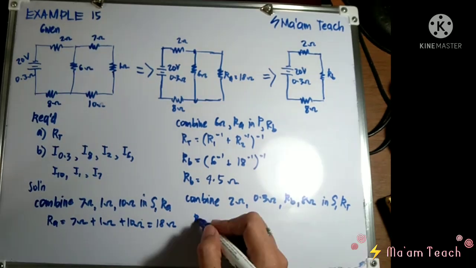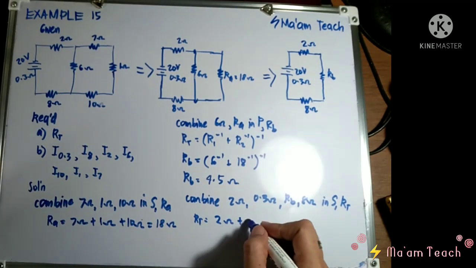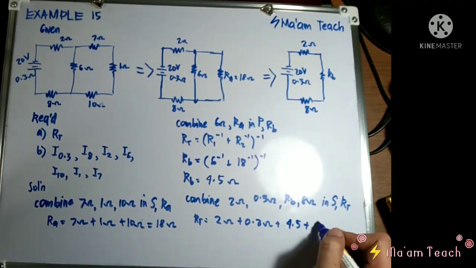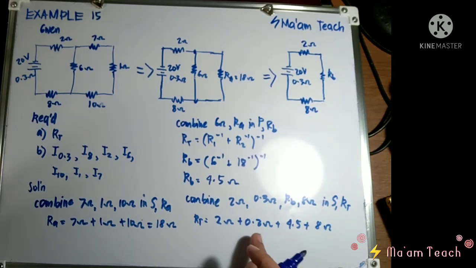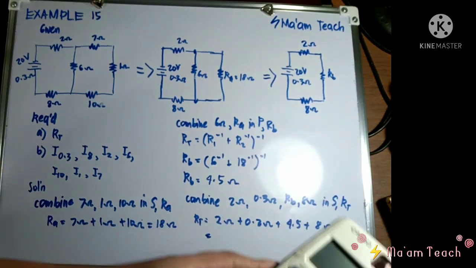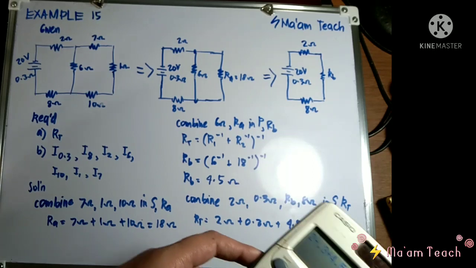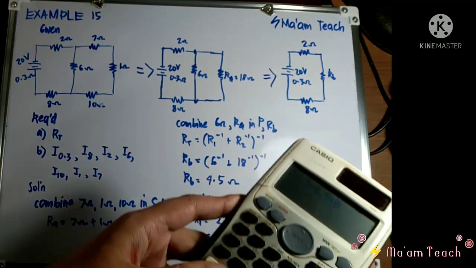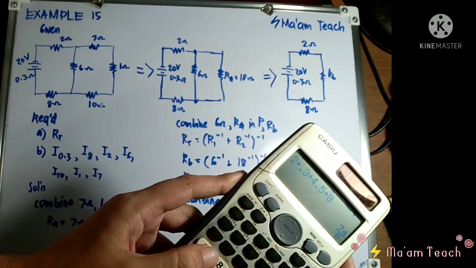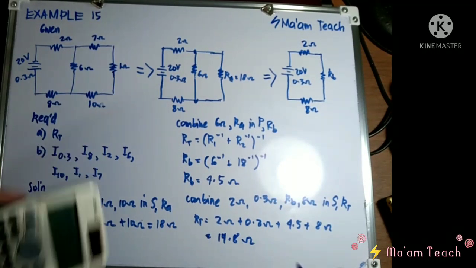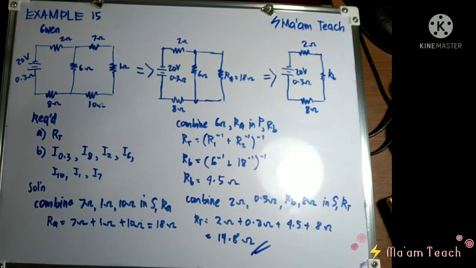Okay? So in series, all we have to do is add them. So 2 ohms, 0.3 ohms, R sub B here is 4.5, and 8 ohms. So using your calculator, we have 2 plus 0.3 plus 4.5 plus 8. We have 14.8. Okay, 14.8 ohms. And this is, class, already our answer for letter A.